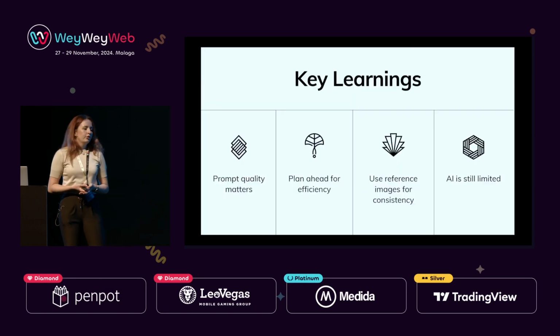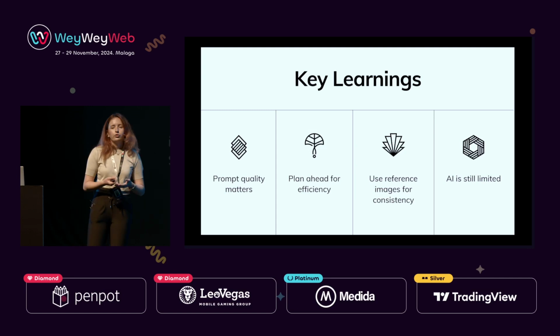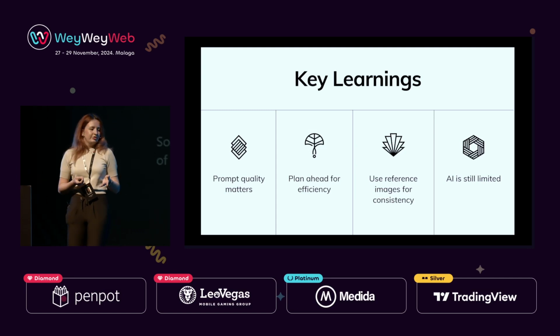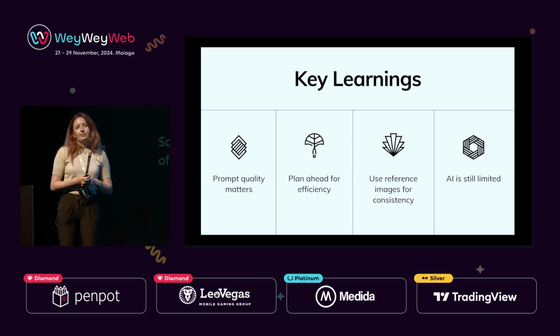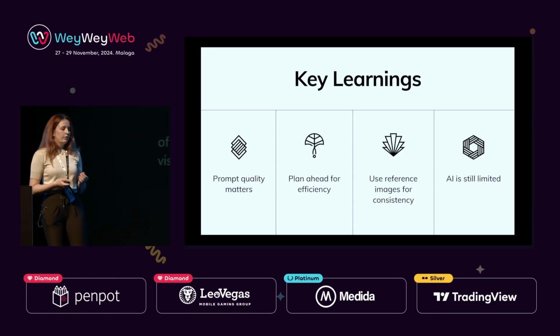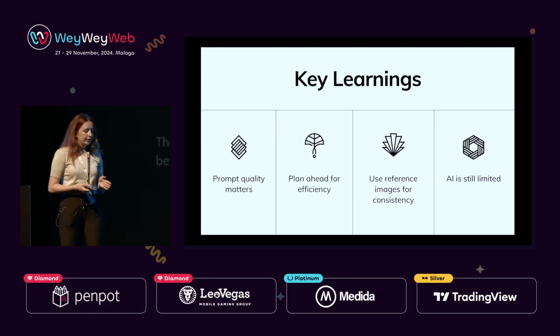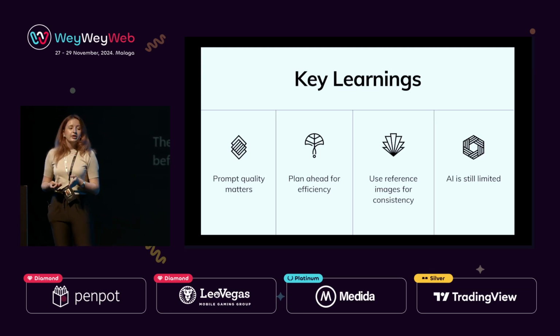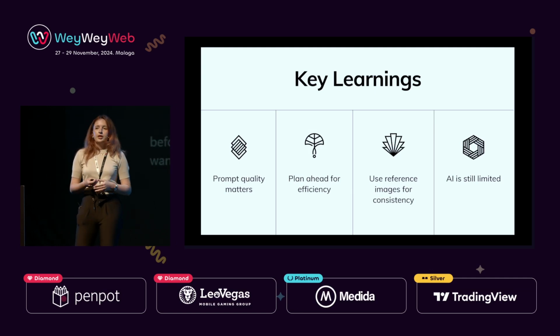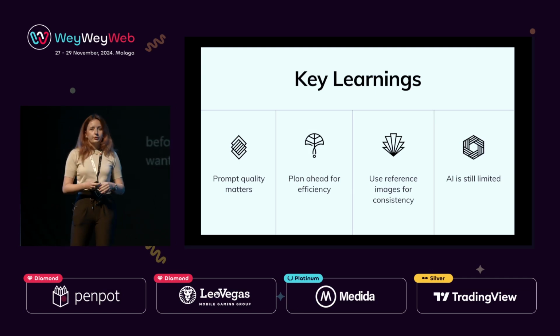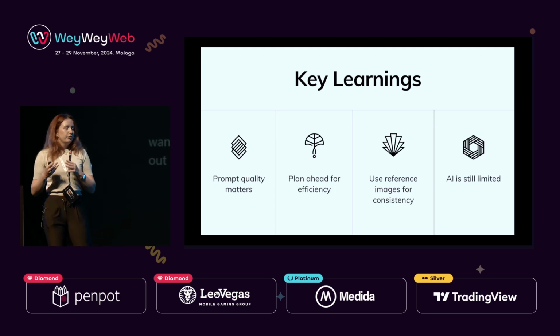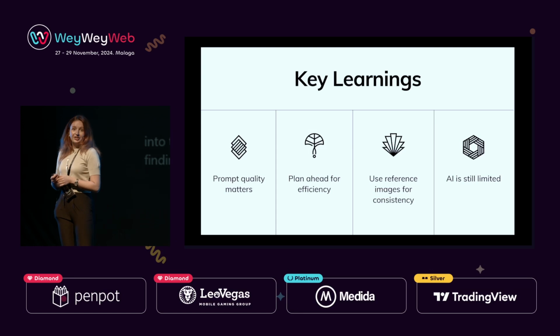So, key learnings, what I learned from this journey is, of course, first of all, prompt quality matters. It can either make or break your AI visual. So make sure that you spend a lot of time on crafting your prompt. Then I would also say plan ahead for efficiency. As I mentioned before, get clear on who your character is, how many scenes you want to generate, what is going to be there. Just describe it, write it out on paper, sketch it out. Because if you don't do it, you'll just get into the rabbit hole of regenerating, iterating, and never actually finding something that you really need.